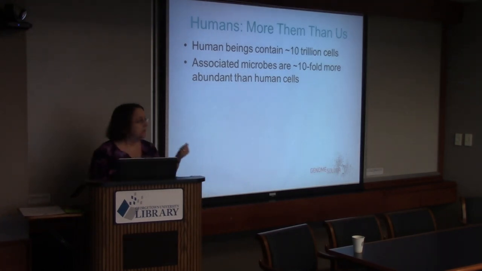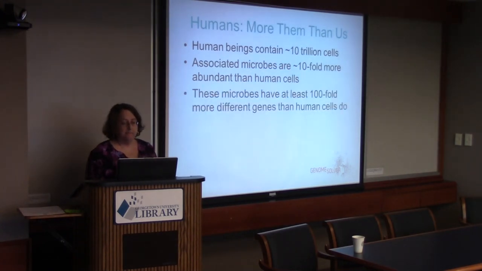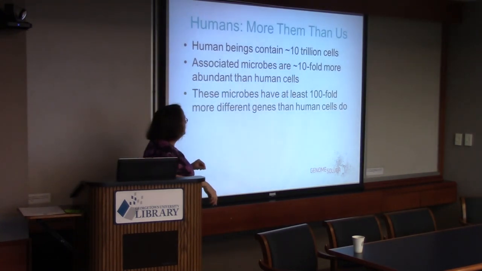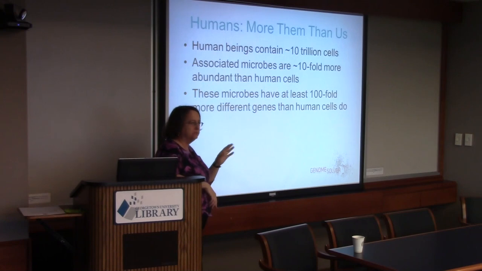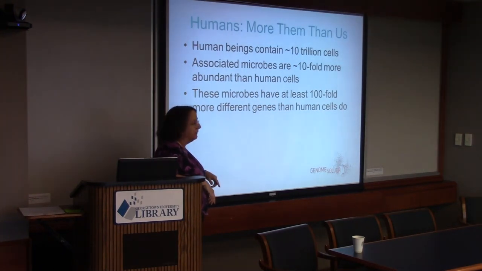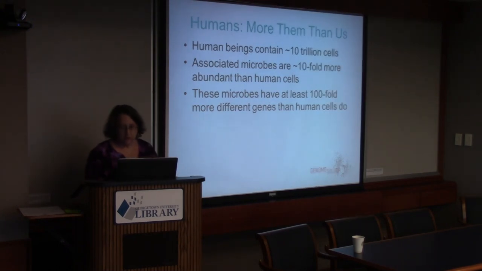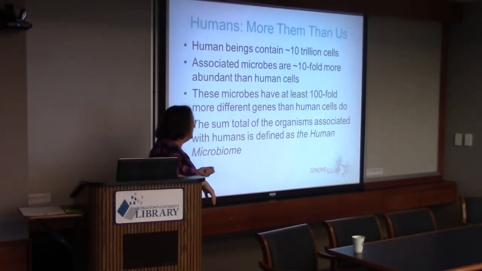So what do we know about these organisms? Well, not a whole lot yet, but we're learning more. The other thing that's interesting about this is that these microbes have about 100-fold more genes than you do. In your cells, you have somewhere around 30,000 genes, depending on how you count. But all of the microbes have about 300,000 genes, which is pretty remarkable. So the sum total of all the organisms that are associated with humans is defined as the human microbiome.